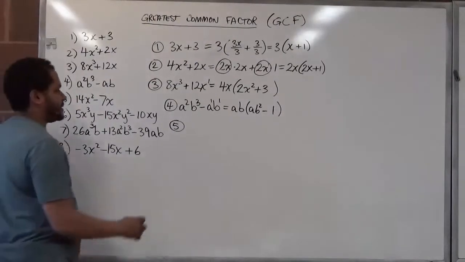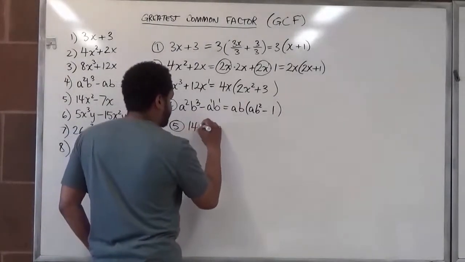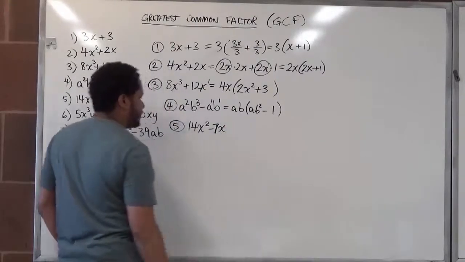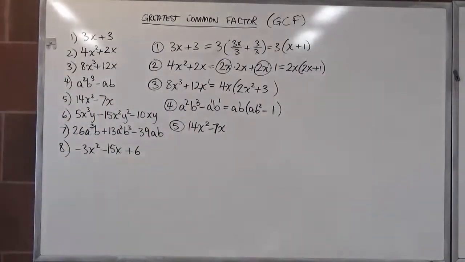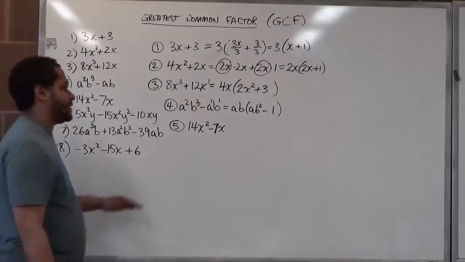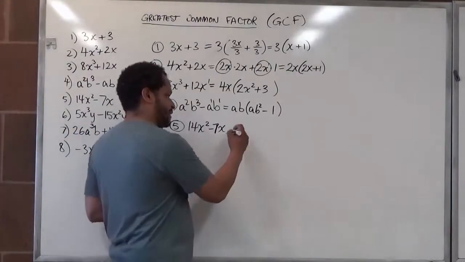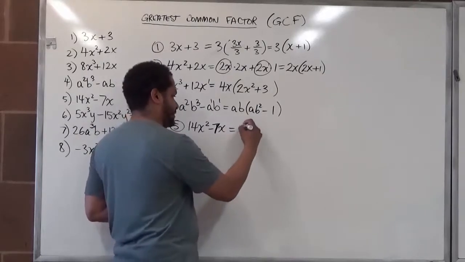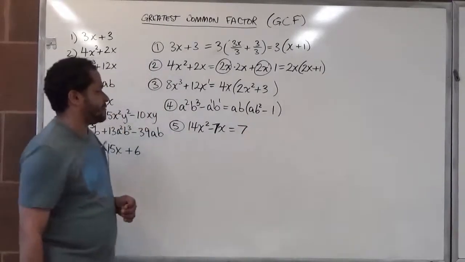14x squared, take away 7x. Now in this case, we're looking to see if there's a number that makes both 14 and 7, and we know that number to be 7 itself, right? Because 7 times 2 is 14. So we have the 7 is the greatest common factor for the numbers.